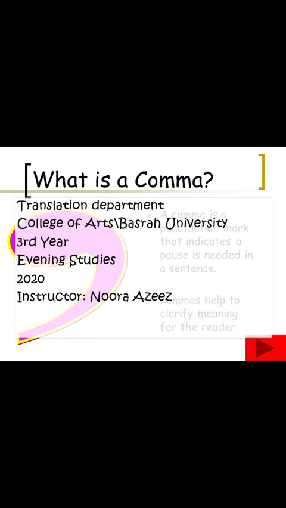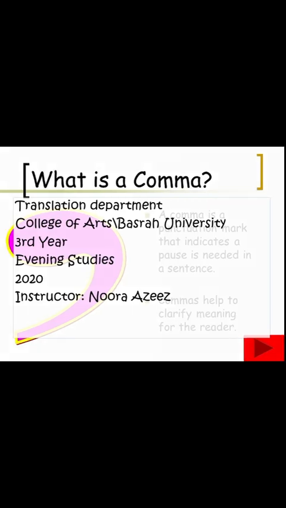Hi everyone, this is a course of translation from English into Arabic, and in today's lecture we'll carry on with the comma: what is meant by the comma, when to use it, and most importantly how to translate it into Arabic. The comma is a punctuation mark and indicates a pause is needed in a sentence. It helps to clarify meaning for the readers.